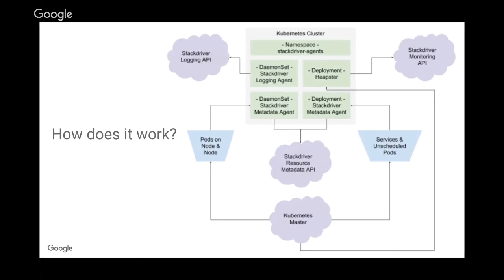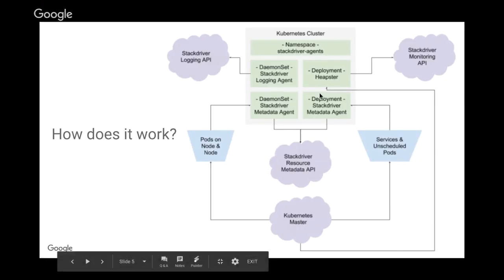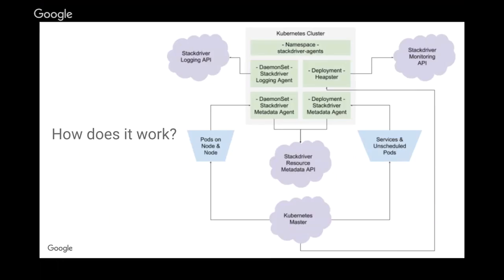Some of this may be familiar, right? So we've got our Kubernetes master here, and we've got the cluster. What's actually happening is that we're creating a new namespace called Stackdriver agents, and within that namespace, we're deploying really four main things that weren't there before.